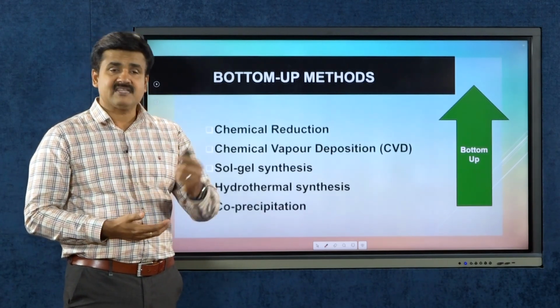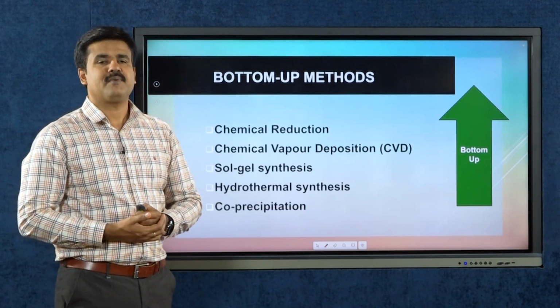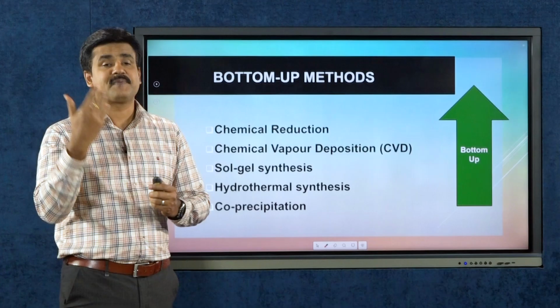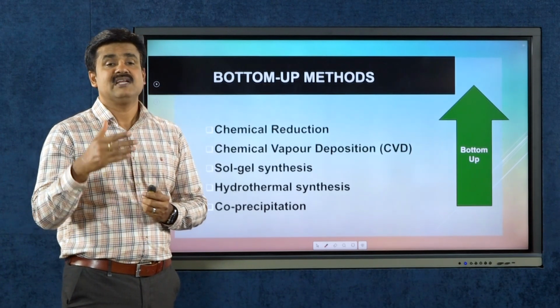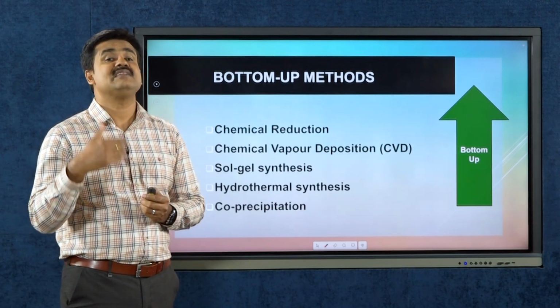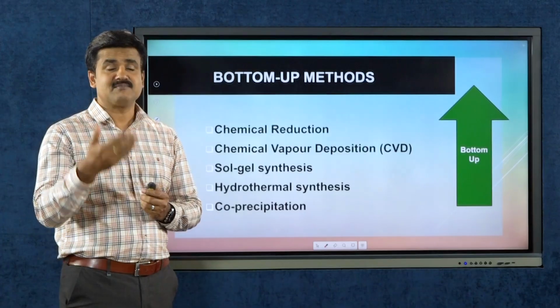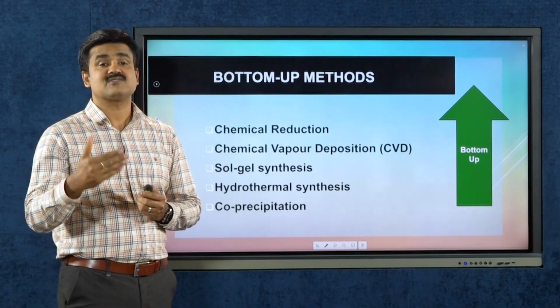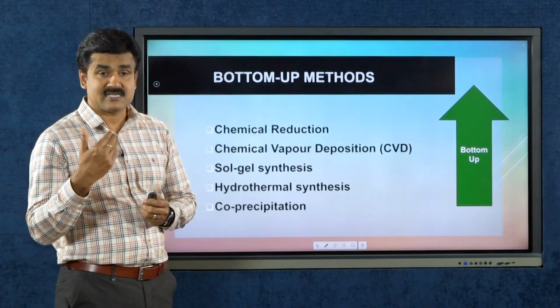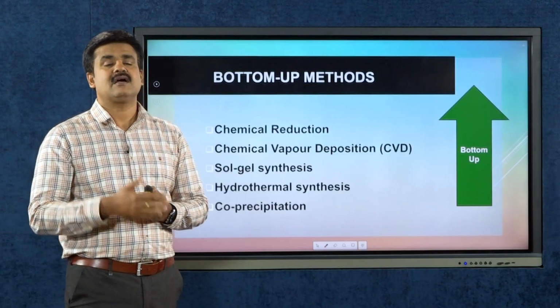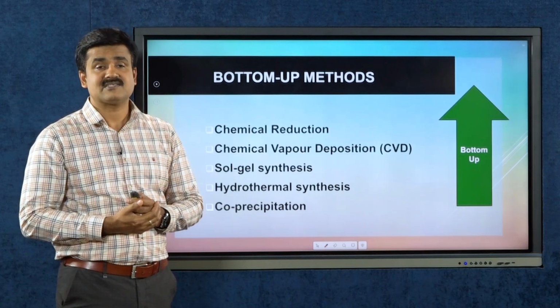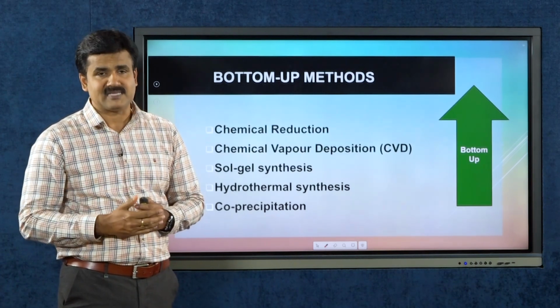Now, another bottom-up method is the co-precipitation method. The term co represents together. Co-precipitation means we are performing the precipitation of two kinds of materials together, or the same substance in different oxidation states. You are getting two compounds. For example, ferrous oxide and ferric oxide can be precipitated together. Such a method is called co-precipitation method. That co-precipitation method is also an important bottom-up method.